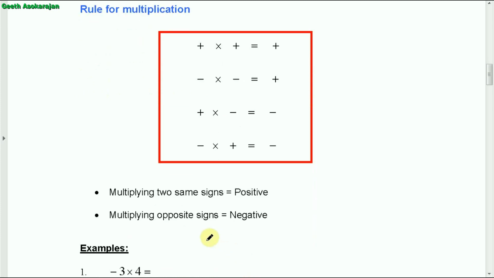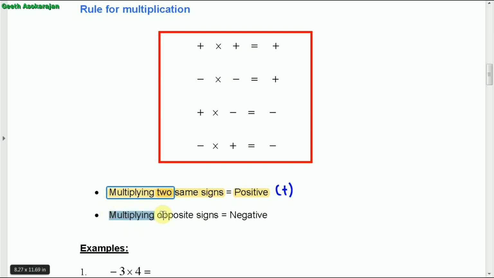So the idea here is that multiplying two same signs gives us a positive or a plus. For example, the signs are the same here: plus times another plus is a plus. And in the case of this line, these two signs are both minus. So minus times another minus is a plus. So multiplying two same signs gives us a positive or a plus.